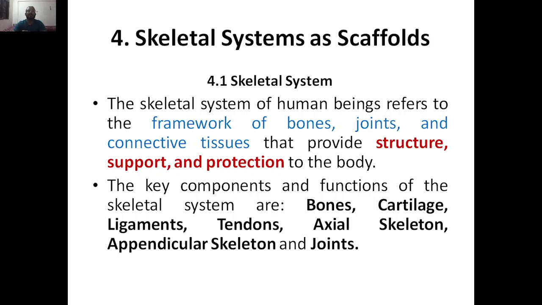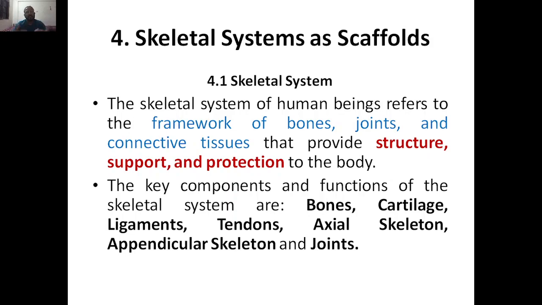The skeletal system of human beings refers to the framework of bones, joints and connective tissues that provide structure, support and protection to the body. If you remember from your PUC, or even from movies, the skeleton and what it looks like is nothing but your skeletal system. In that skeleton, you have seen bones, joints, and then connective tissues. Usually in that skeleton the connective tissue is missing, where from the bones to the muscle there is a connection which we call tendons.